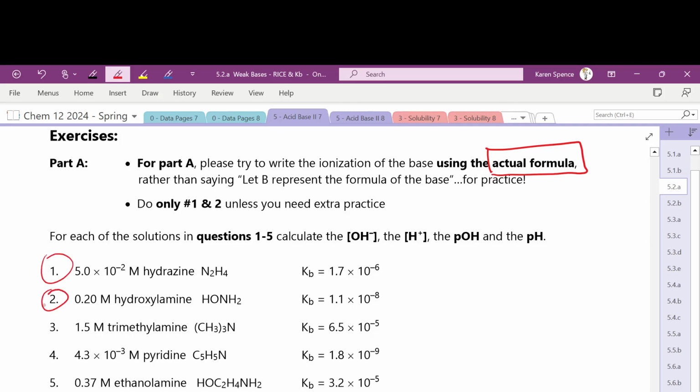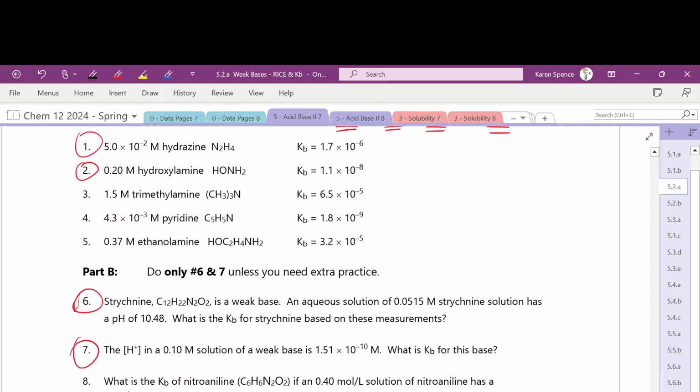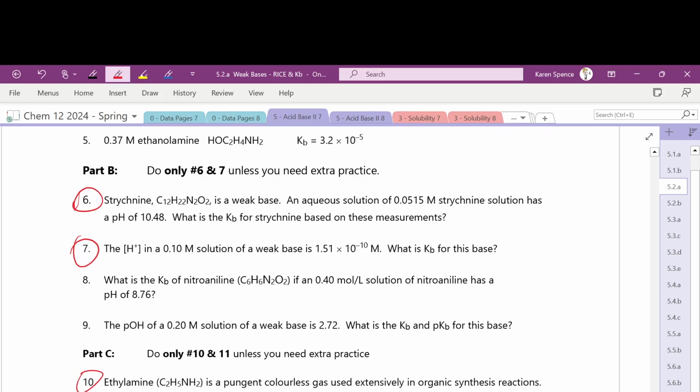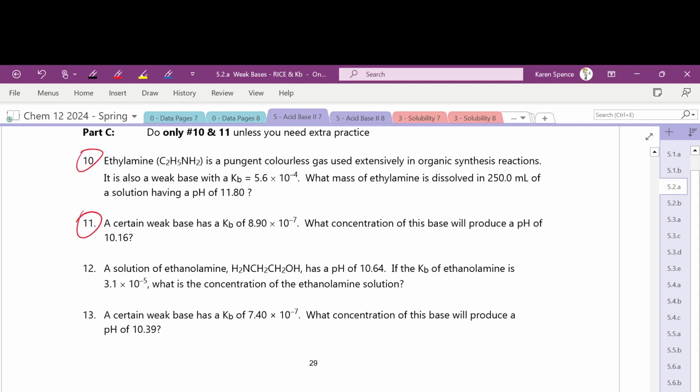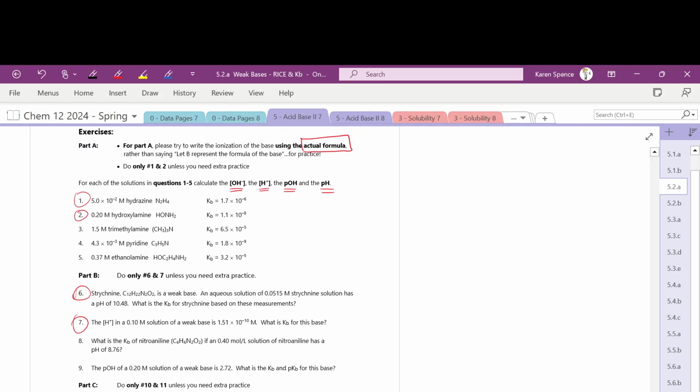You're going to be calculating the concentration of hydroxide, the H plus, the pOH, and the pH. Part B, you're just going to do 6 and 7 unless you feel like you need more practice, because they become very, very similar after a while. Part C, do only 10 and 11. And that's it. So for homework, it's 1, 2, 6, 7, 10, 11.